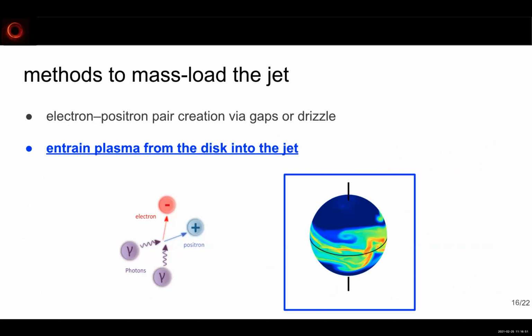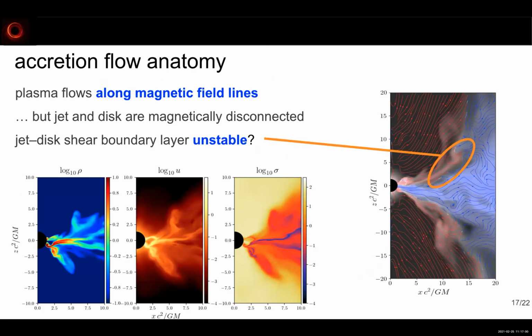And the second one has nothing to do with pair creation or pair cascades. It's just directly entraining matter from the disk into the jet. And so I'll flash a brief slide now on the anatomy of an accretion flow.